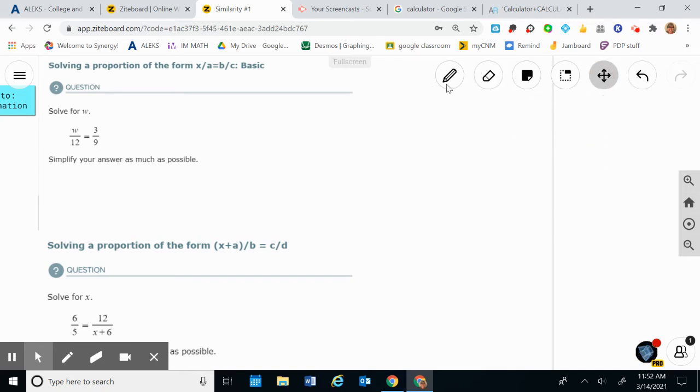Okay, here we go. So in this, we are going to cross multiply because really all it is, you remember if you want to get rid of the denominator, you multiply by the least common denominator. That's basically what we are doing with this. It's just a fast way. So you do cross multiply. We get 9w equals 36, and then you divide by 9, and you get w equals 4.